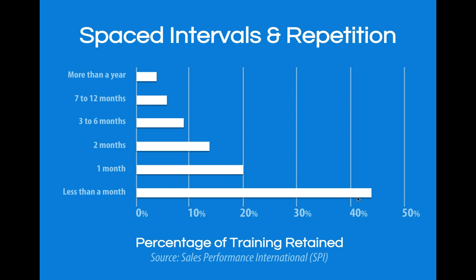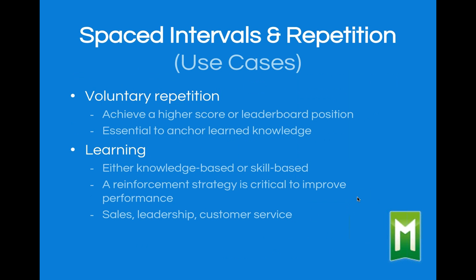All right, so let's go ahead and move on to spaced intervals and repetition. These are super important. Better learning happens when learners are exposed to content more than once over a period of time, and in a number of different ways as well. So think about discussions, videos, games, and other activities that you can use.